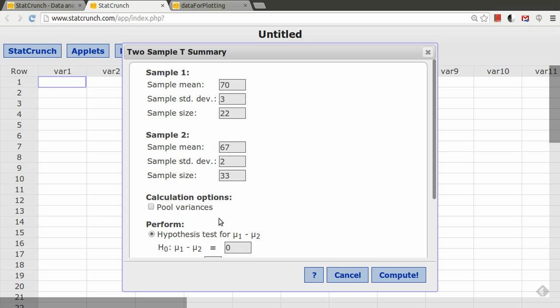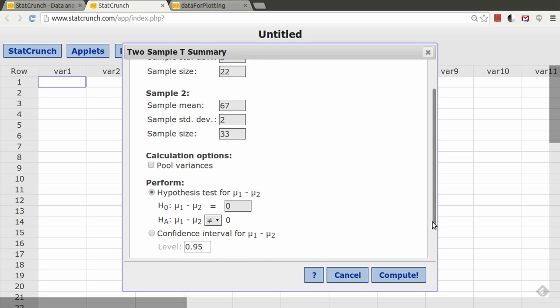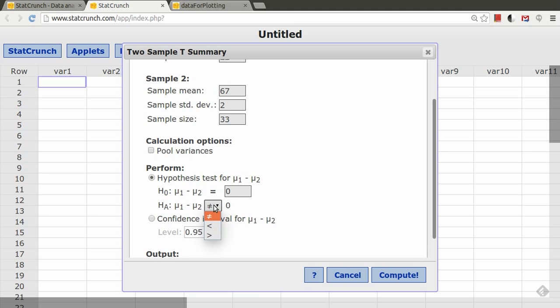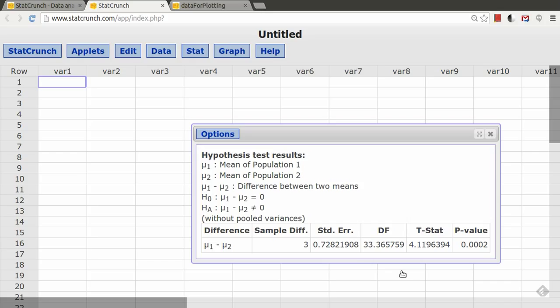Again, we uncheck pool variances. We want a hypothesis test this time. Okay, and here's where we can change it from something other than not equal to. But again, in almost every case we want that, so we get a two-tailed test. We click compute, and it gives us the values we might have calculated by hand: standard error, degrees of freedom, our t-statistic, and a p-value.